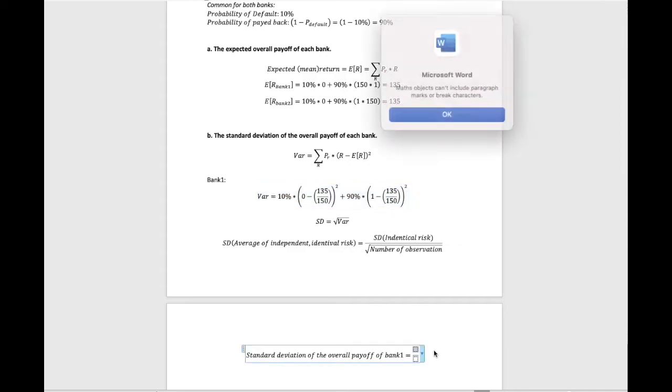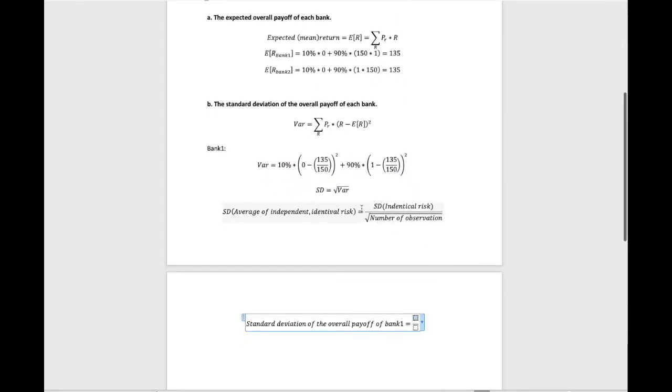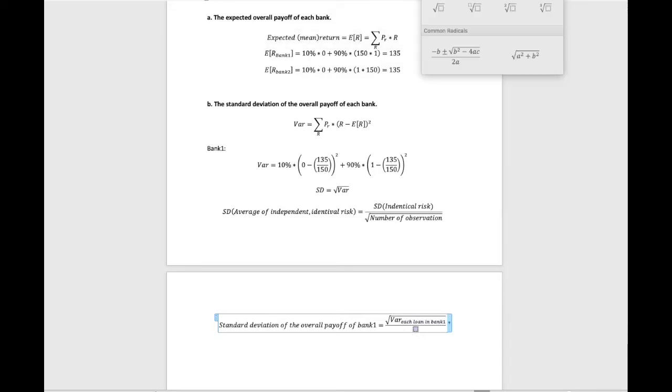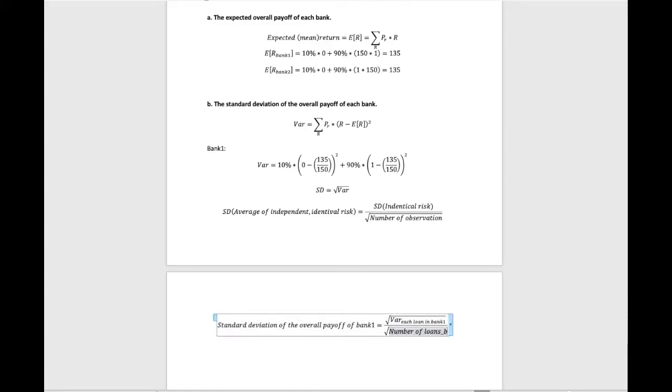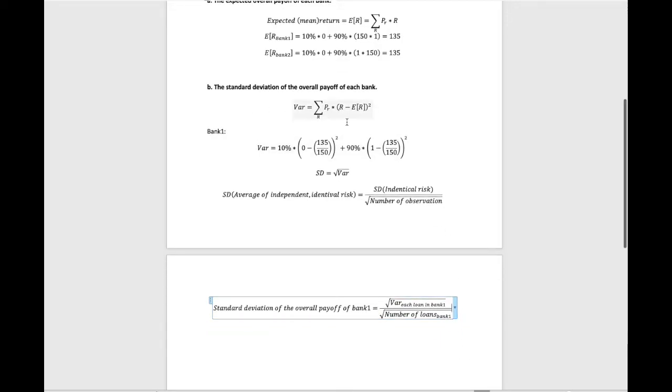Not sure this is possible. No, it's not. So we just instead take the square root of the variance of each loan in bank 1 divided by the square root of the number of loans for bank 1. Okay, I hope you follow me.